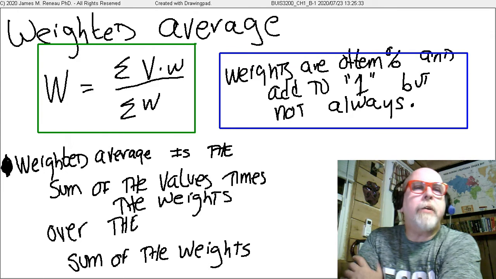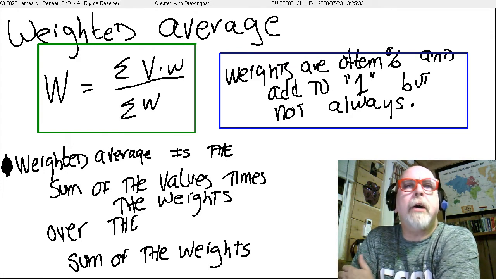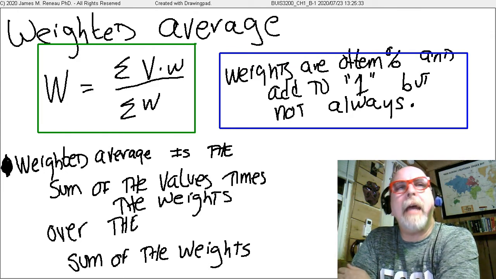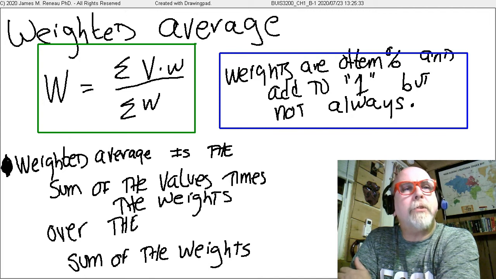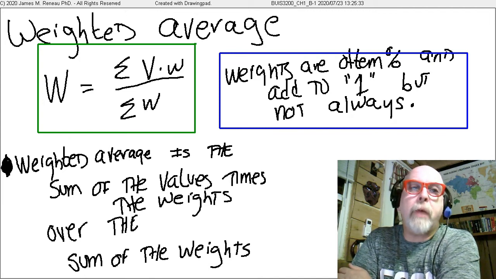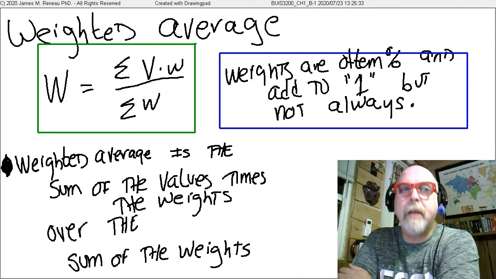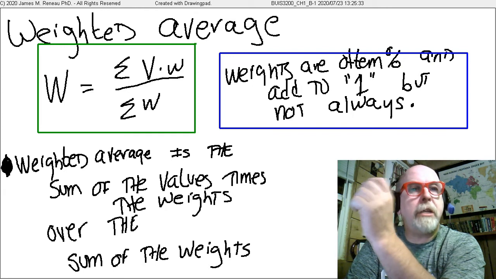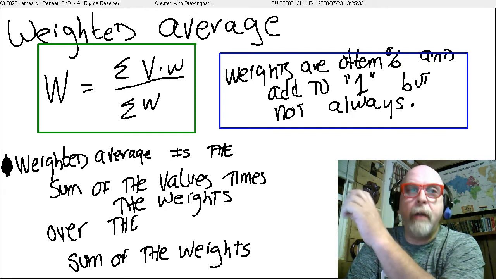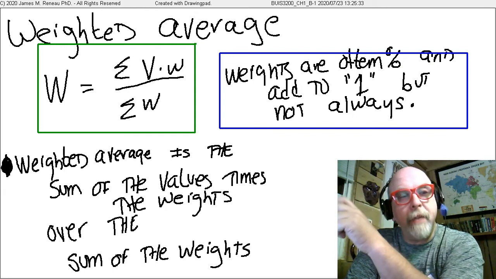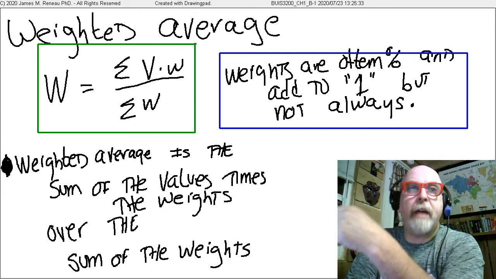The first calculation that you really need to know is something called the weighted average. The weighted average basically is the sum of the values times the weights divided by the sum of the weights. So you take each of the values and each of the weights, multiply them together, add all of those up, then add up all the weights and divide the two.